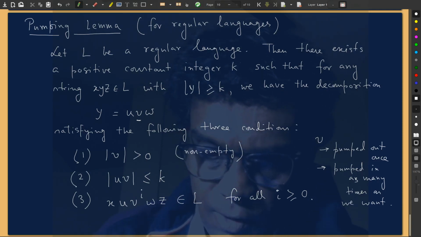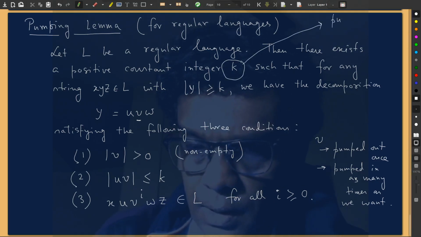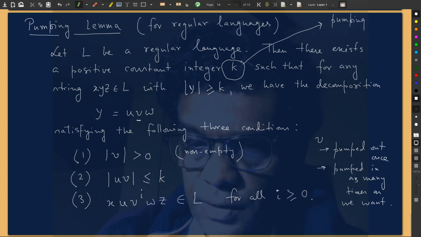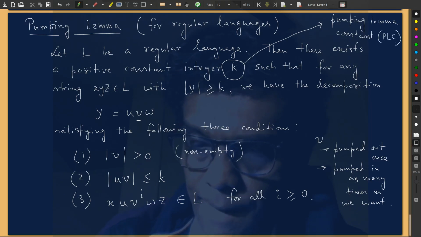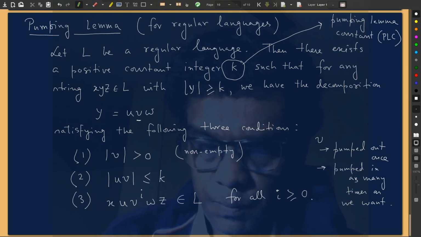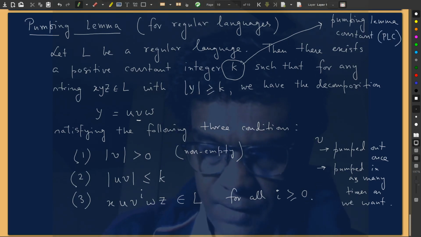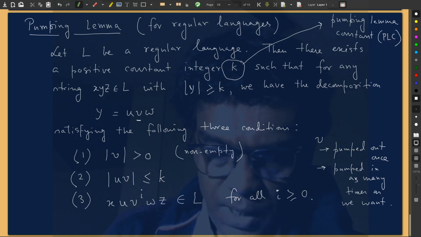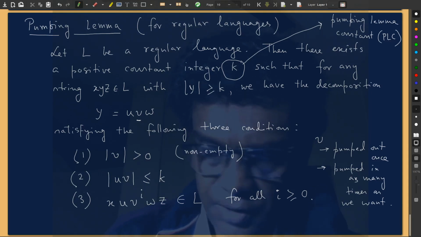Then there exists a constant k. So this is called the pumping lemma constant. We know that this is the number of states in a DFA for that language. Okay, but we do not have to talk about the DFA and all that stuff. This k is just a positive constant integer. As that, if you take any string of the form xyz, okay, with the middle part sufficiently long, then you have a decomposition and all these three properties.